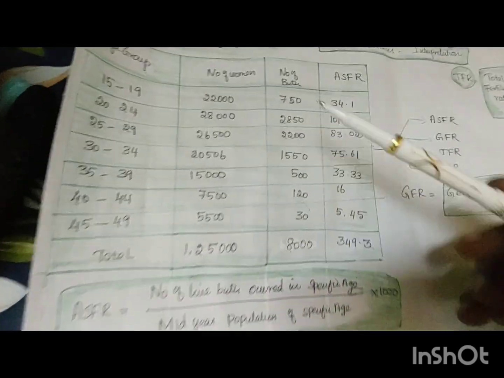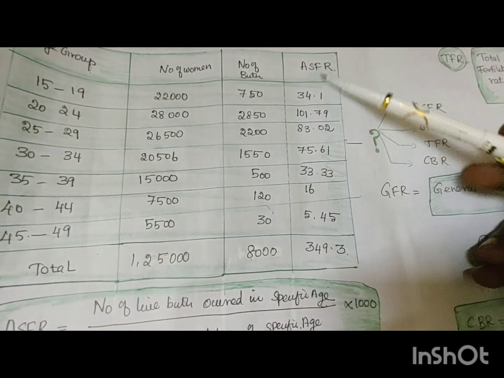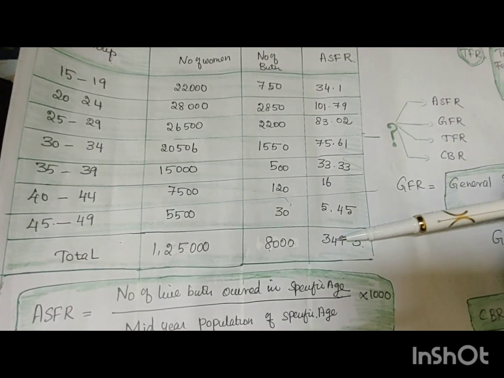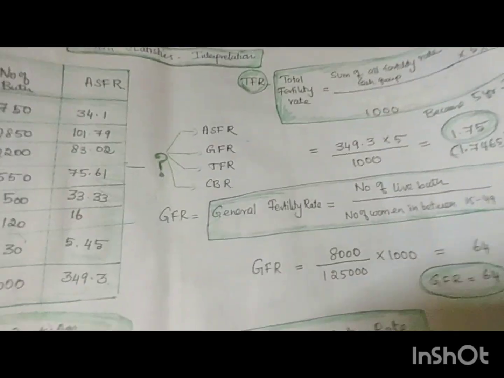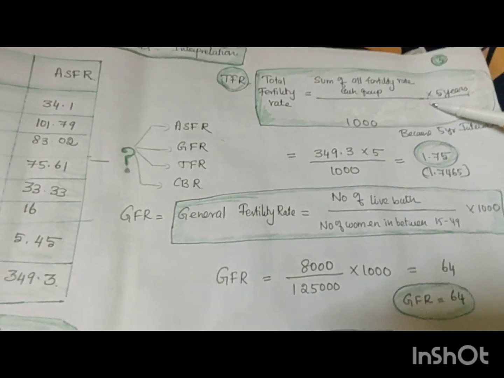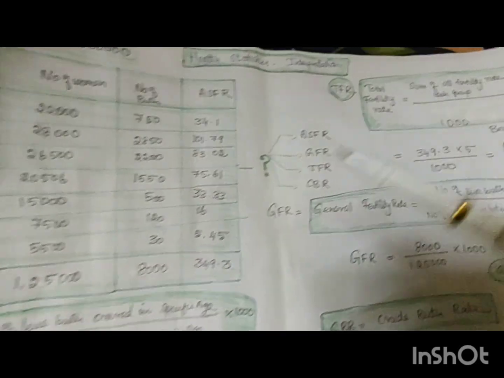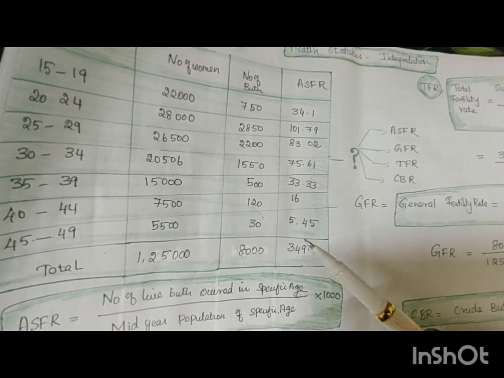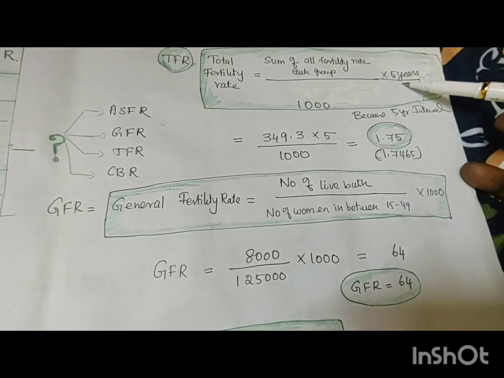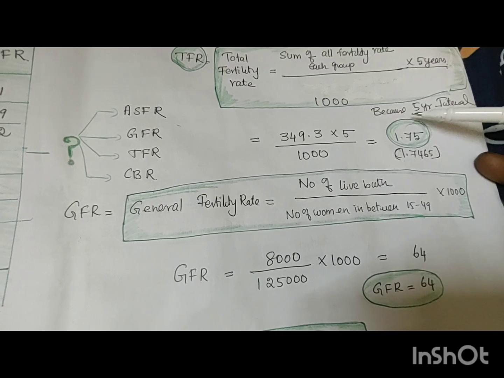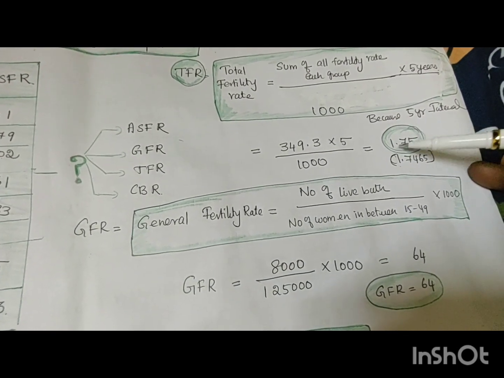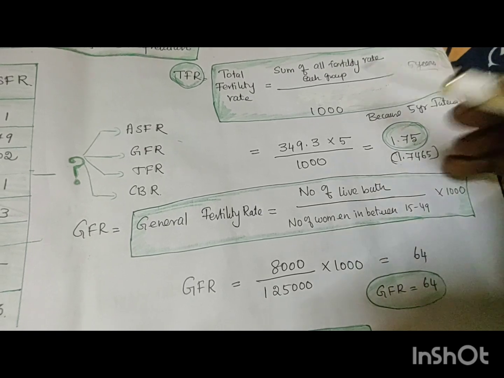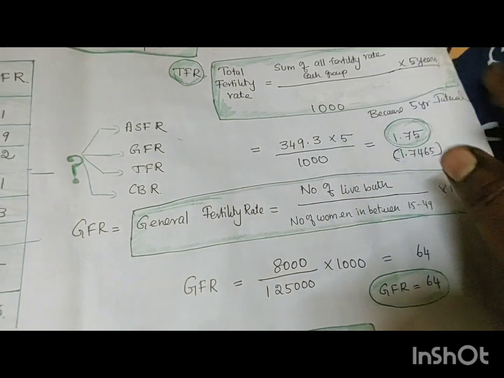What is the sum of all? The sum of all the age group fertility rates comes to 349.3, and into 5 years. Why are we putting 5 years? Because the interval is 5 years. 22 to 24 is a 5 year period interval. That is the reason we multiply by 5 and divide by 1000. So when you calculate it, the total fertility rate is 1.75. That means 1 or 2 children are born.